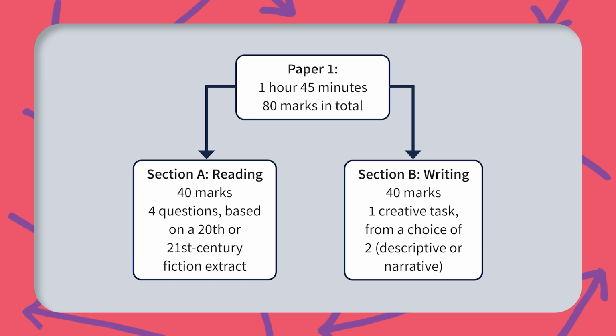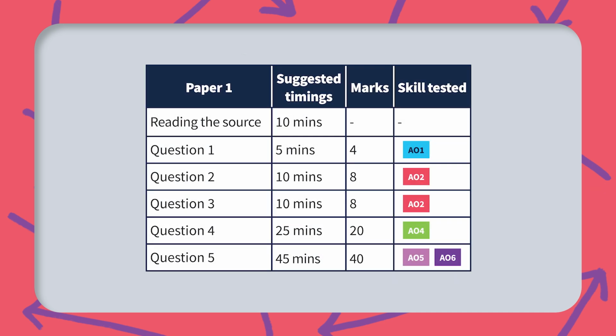Section B is a test of your writing skills. Again, 40 marks available here. You answer 1 question from a choice of 2, either a descriptive piece of writing or a narrative piece of writing. And now let's think a little bit more about how those marks are allocated.